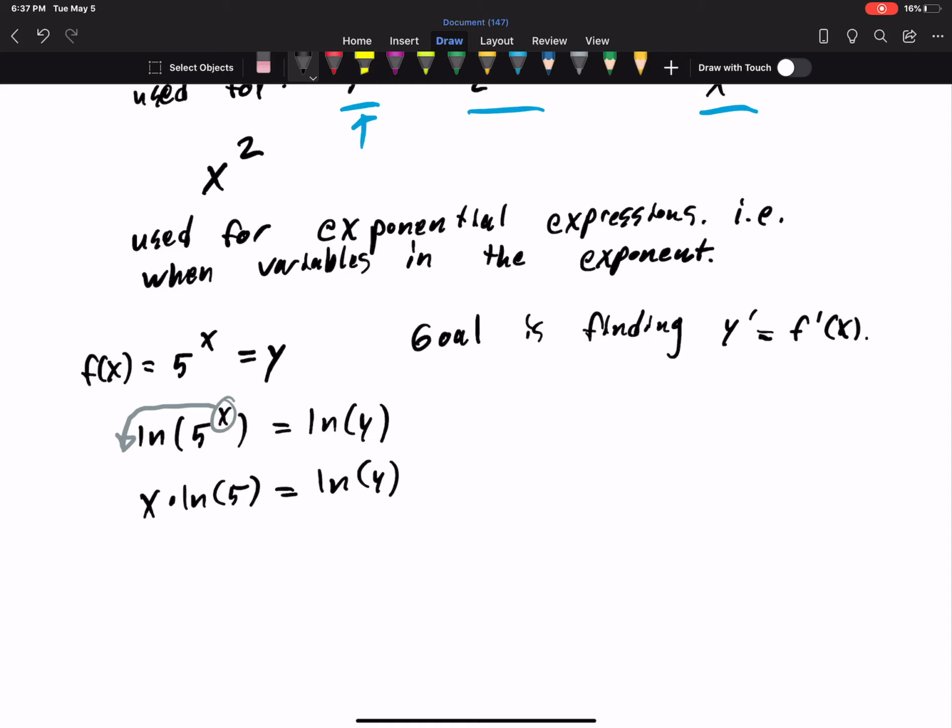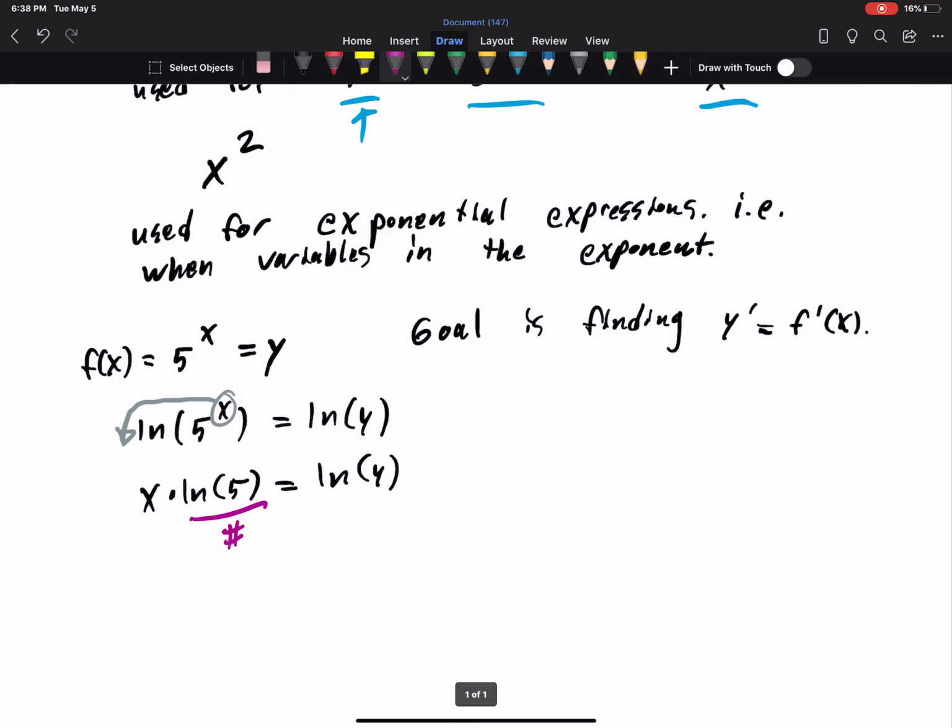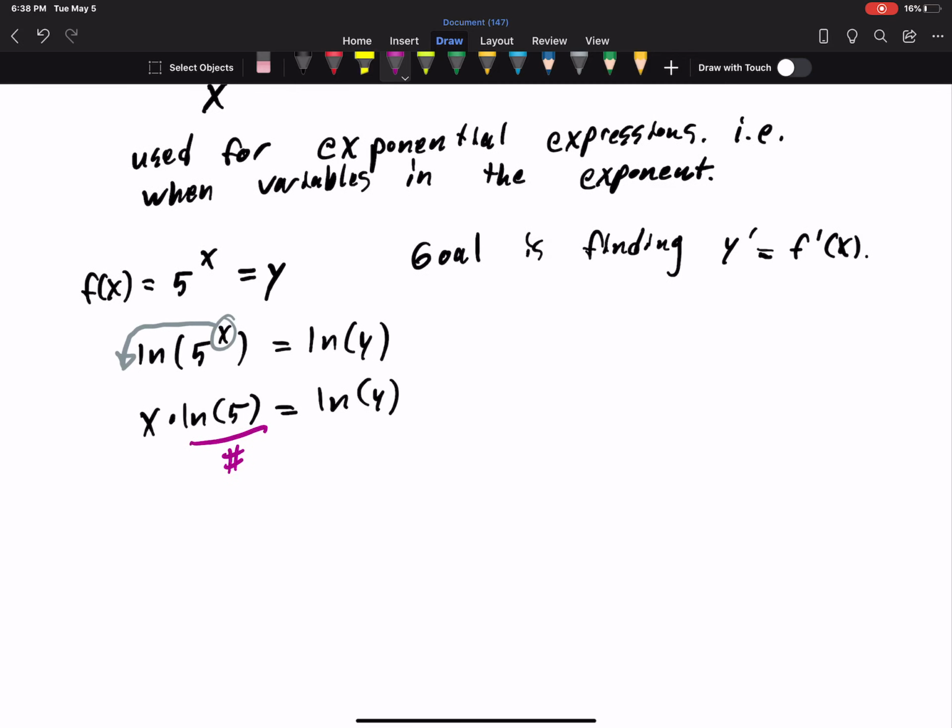So that's what we're going to use in this case. Looking at this, let's take a look first at this guy. We have natural log of 5. That's just a number, so you can just pretend it's a number. So we have some number times x. We know how to derive that. So we're going to derive the right-hand side and the left-hand side. Deriving the left-hand side, we have some number times x. So that just leaves you with the natural log of 5, because the x goes away when you derive it.